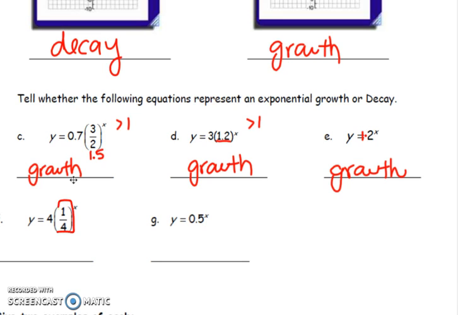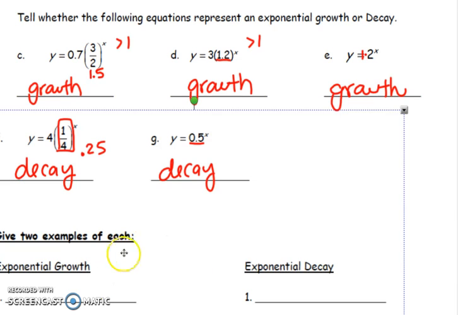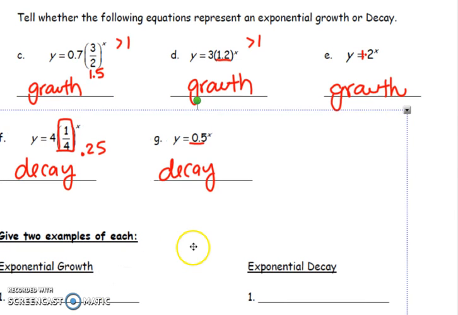If you were to type 1/4 in your calculator, you would get 0.25. Since 0.25 is smaller than 1, that is going to be exponential decay. Same thing over here, 0.5 is smaller than 1, so that is going to be exponential decay. Okay? The last example wants you to give your own 2 examples.